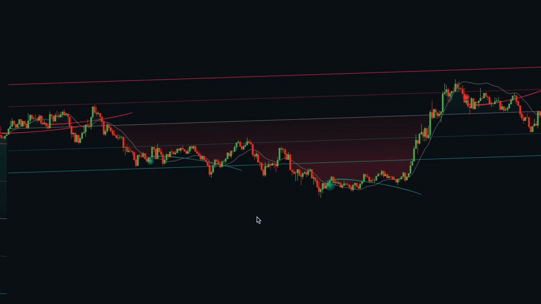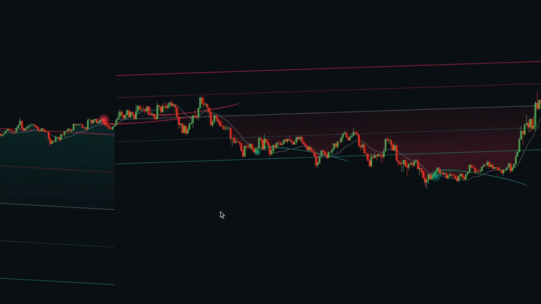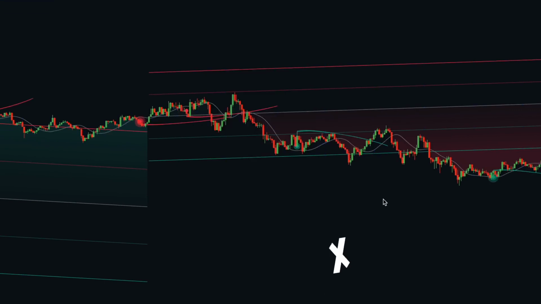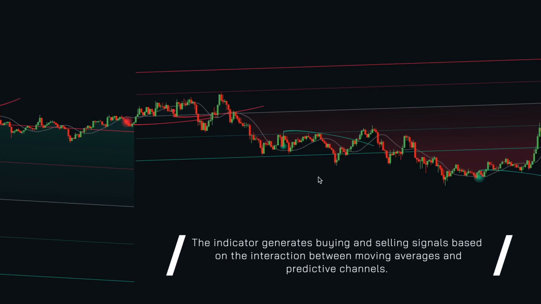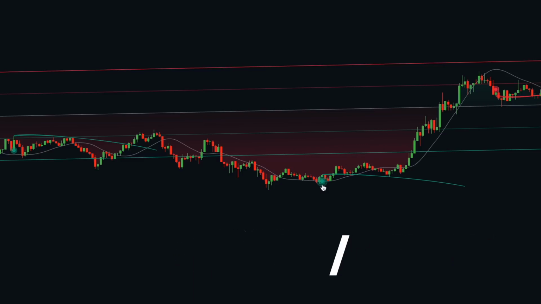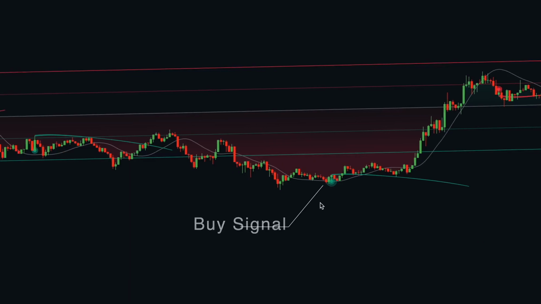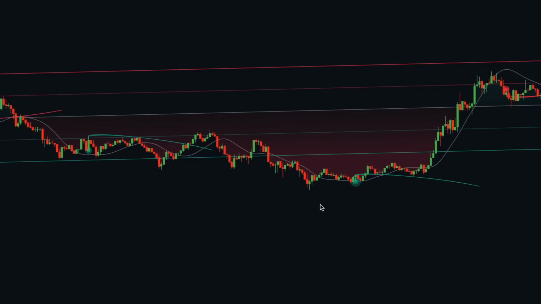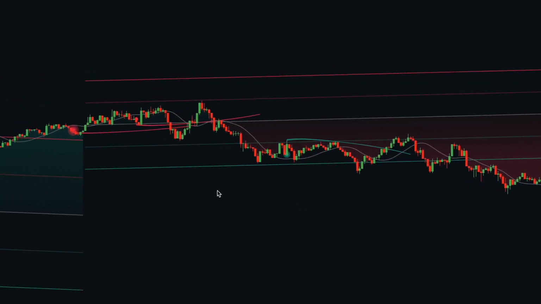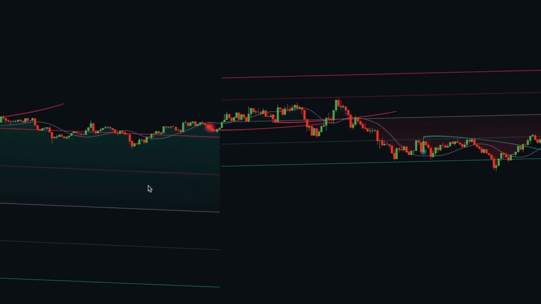You can select from a variety of moving average types. This flexibility allows you to tailor the analysis to your specific strategy and market view. The indicator generates buying and selling signals based on the interaction between moving averages and predictive channels. Signals are categorized into low, mid, and high tiers, indicating the strength and potential risk/reward of the trade opportunity. High-strength signals are highlighted with 3 circles, middle strength with 2 circles, and weak signals with 1 circle.